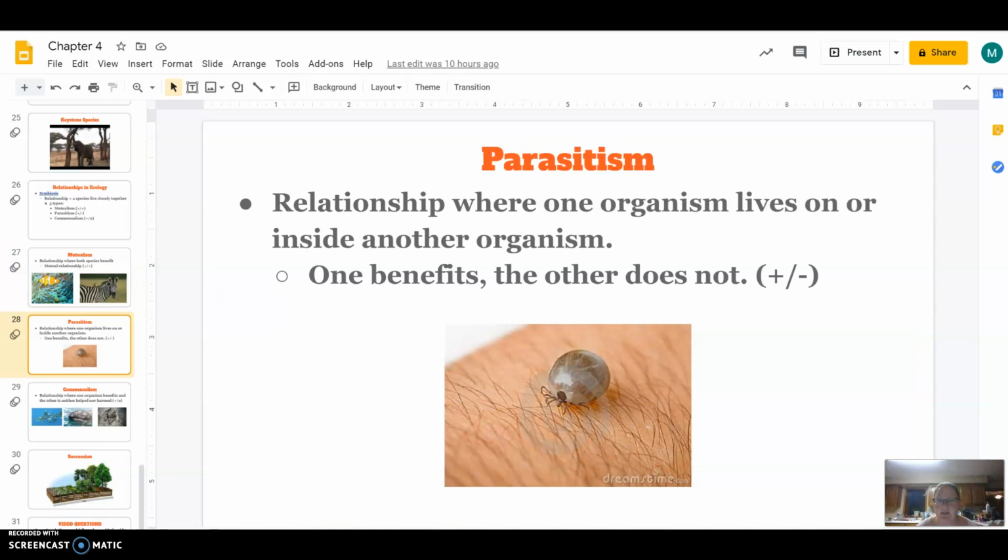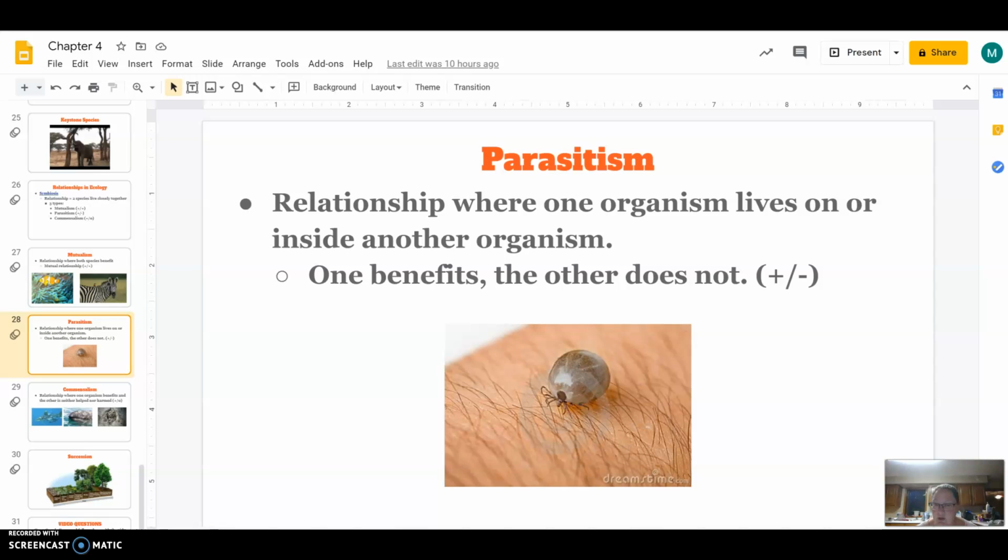Okay, so the next relationship is parasitism. Parasitism is a relationship where an organism lives on or inside another organism. The organism living on or inside is benefiting, and the other organism is called the host. That organism is not benefiting. So you'll see on this slide that there's a plus and a minus. That means there's one positive and one negative.